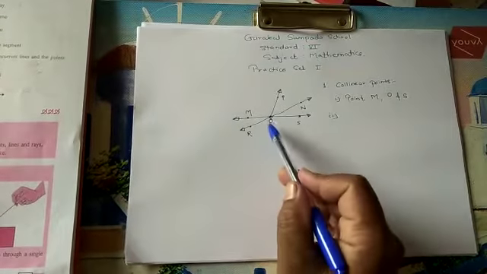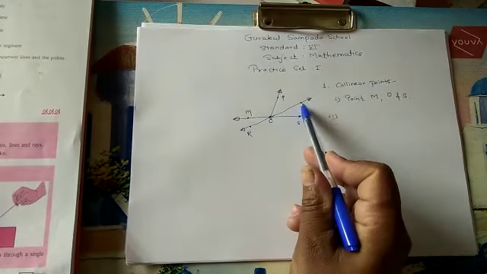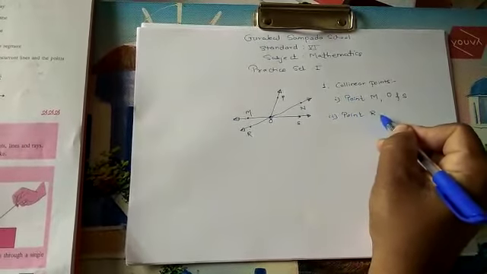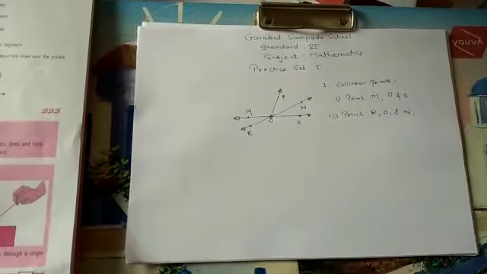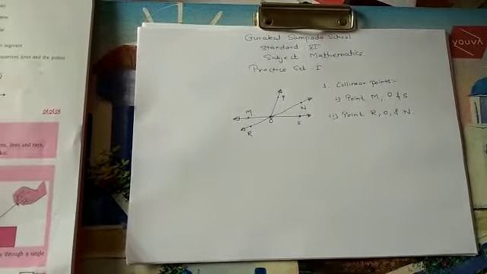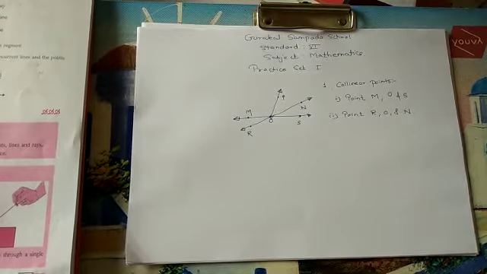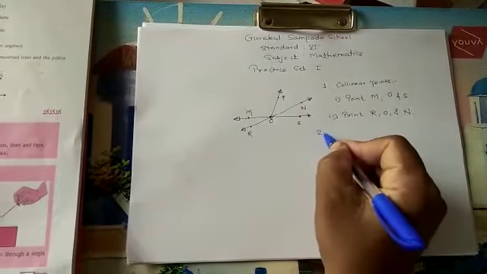Yes. Here is the point R, here is the point O and the point N. They are also present on the same straight line. So these are collinear points. The points which are present on a single straight line, or we can draw a line passing through two or many points, then all those points are collinear points.